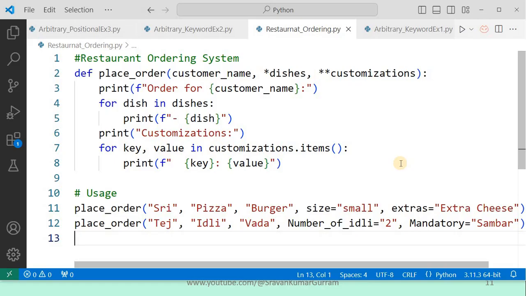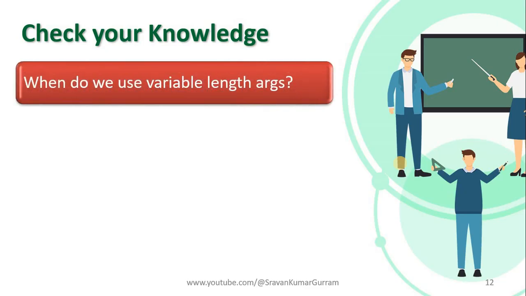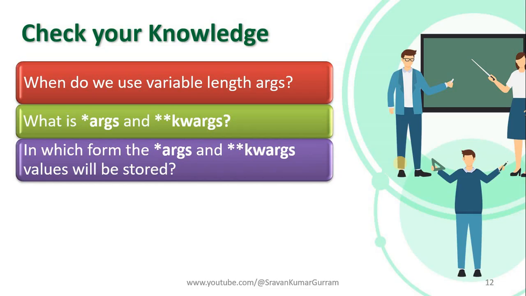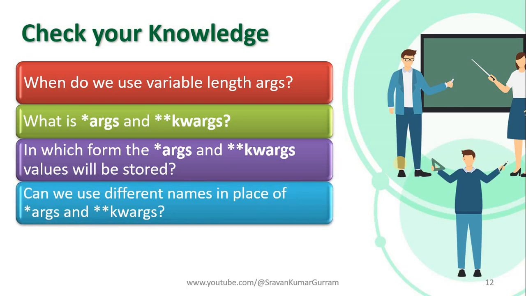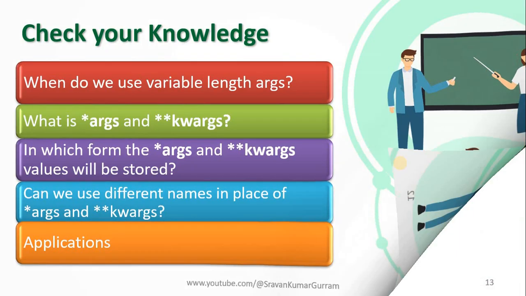I think it's clear. Check your knowledge of what you learned from this video. When do we use variable length arguments? What are args and kwargs? In which form are the args and kwargs values stored? Can we use different names in place of args and kwargs? And we have discussed some applications of variable length arguments.